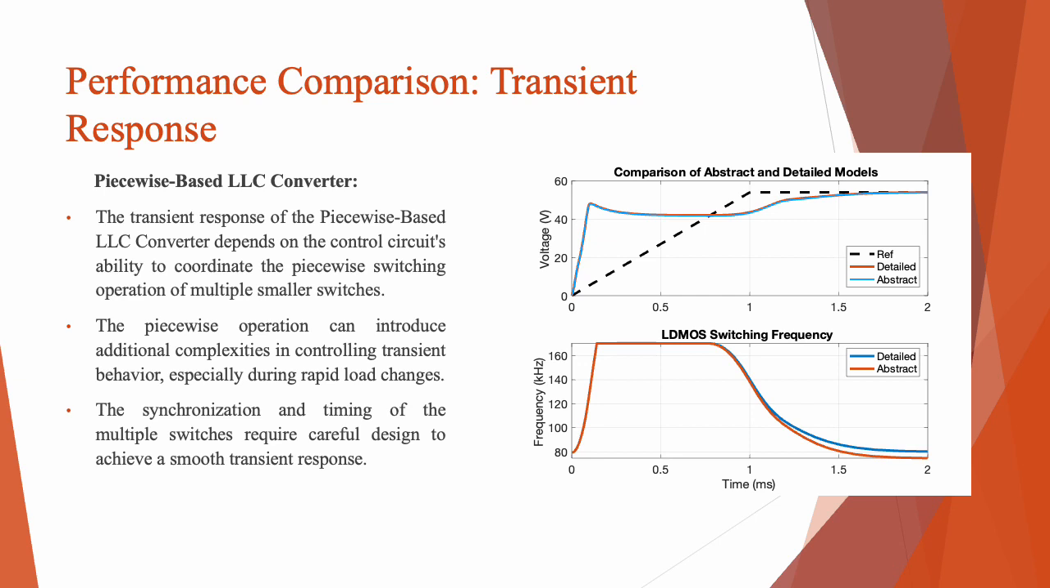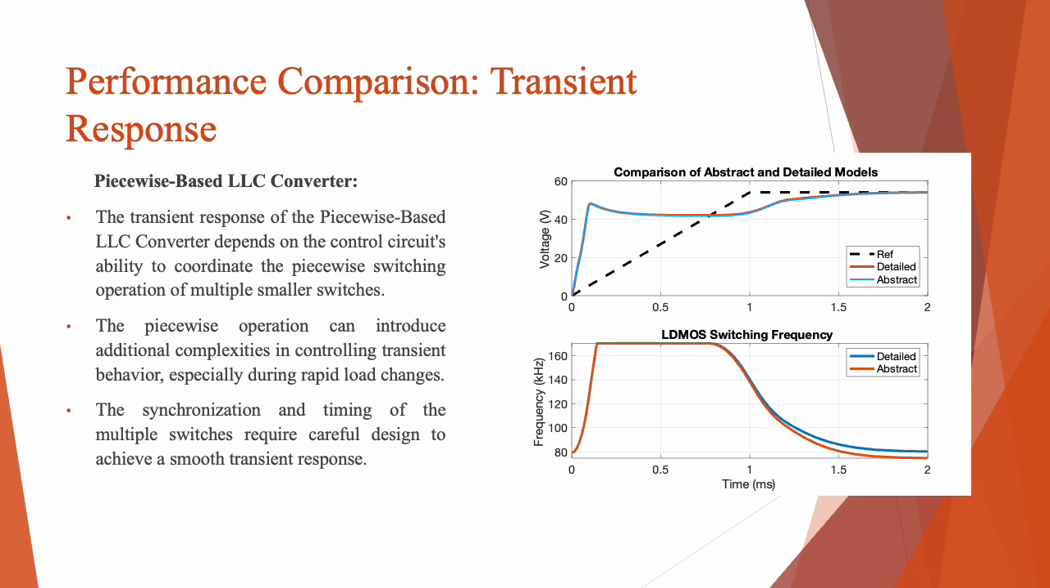Now the transient response for the piecewise based LLC converter. The transient response of the piecewise LLC converter, as compared to the MOSFET, depends on the control circuit's ability to coordinate the piecewise switching operation of the multiple smaller switches. The piecewise operation can introduce additional complexities in controlling transient behavior, especially during rapid load changes.